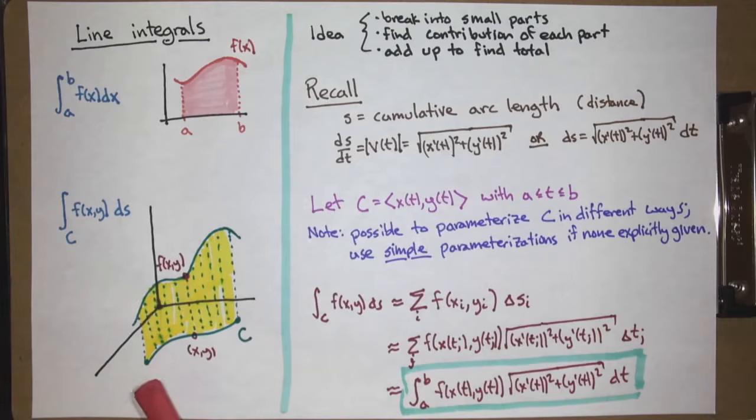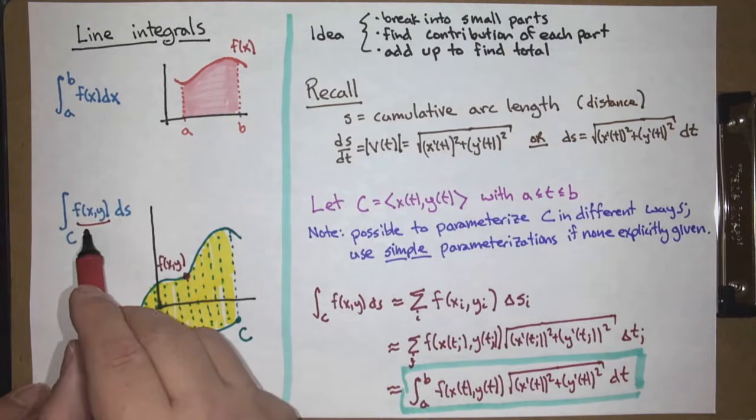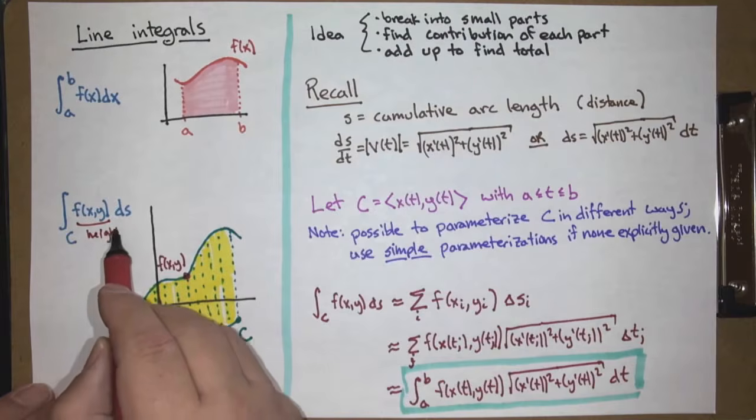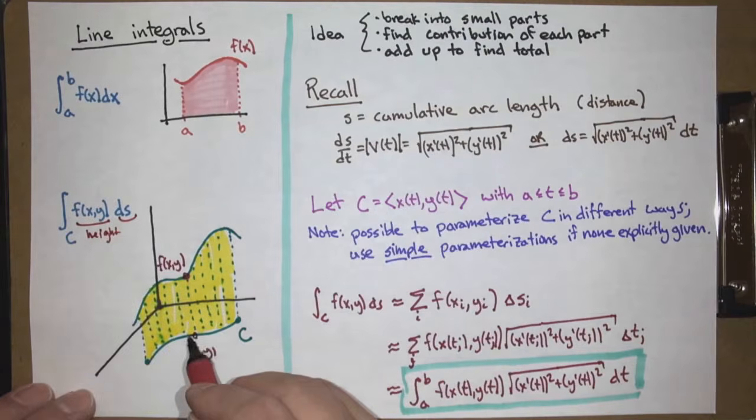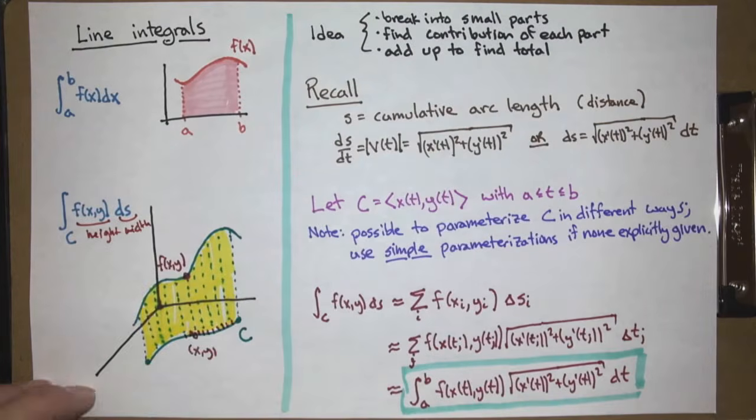But we still can say for every point on the curve, there's a height. And the height now depends where you're at. So given a point (x, y) on the curve, f of (x, y) is your height. So you have a height, that's your f of (x, y), and ds, you just imagine you're breaking your curve up into little pieces. And so ds, that's your width. So it's height times width added up over the curve. And that finds the total.